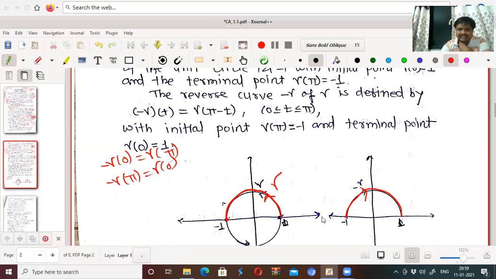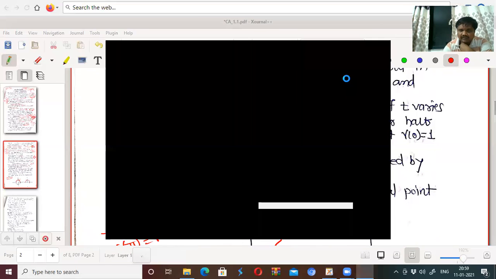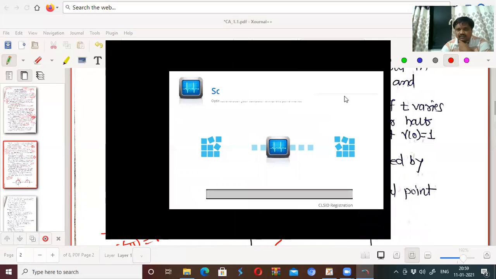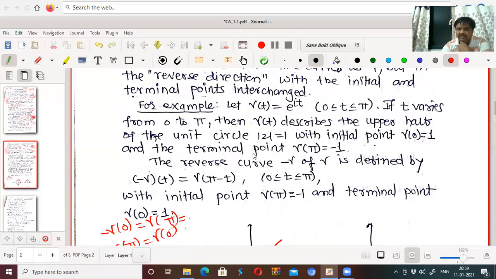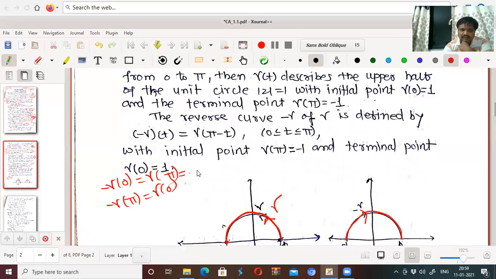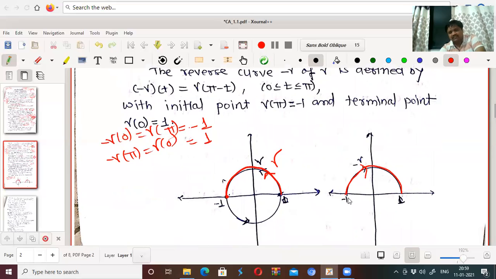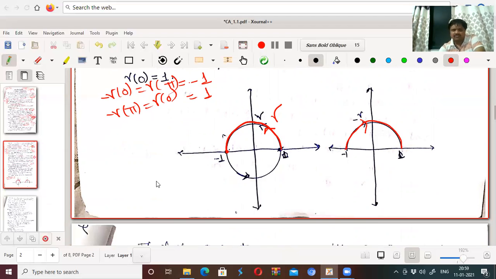Okay. So what is gamma at pi? Gamma at pi is e to the power i pi. This is minus 1. And minus gamma at pi is gamma at 0. It is plus 1. So this is the curve whose initial point is minus 1 and terminal point is plus 1, or you can write this also, no doubt. So that is the concept of opposite or reverse curves.